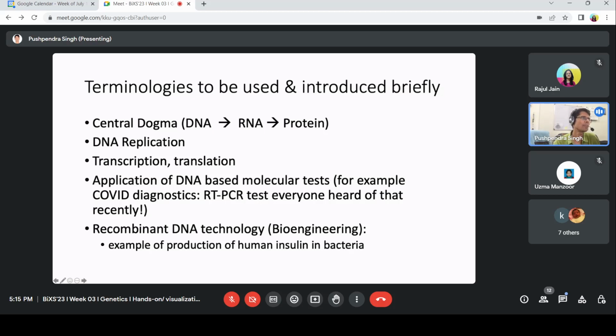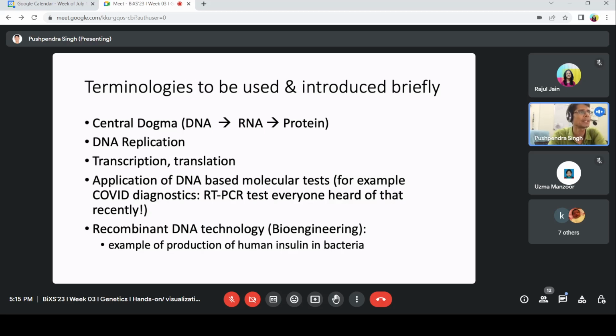Similarly, there is recombinant DNA technology, where a piece of DNA can be put into another organism so that it can make the same type of protein that we want to make from this particular gene. For example, the production of human insulin in bacteria can be done by this process of genetic engineering. This is called recombinant DNA technology. But all this is possible by knowing some basics of DNA and cell biology.